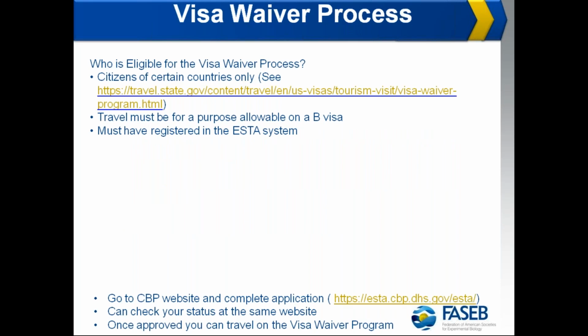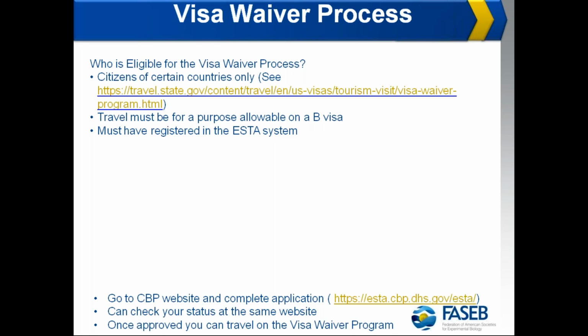So I'm going to start with the visa waiver. The visa waiver is in effect a process by which multiple countries can come to the United States without having to actually apply for a visa. There's a list of countries there on that link. The travel under the visa waiver must be for a purpose that is also allowable on a B visa, either a B1, which is business, or a B2, which is travel and tourism.